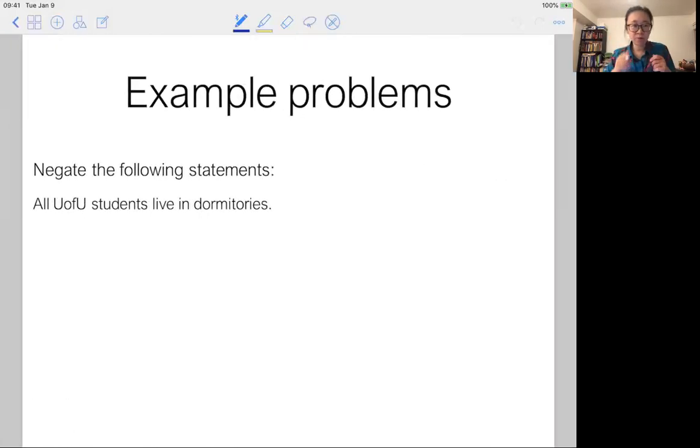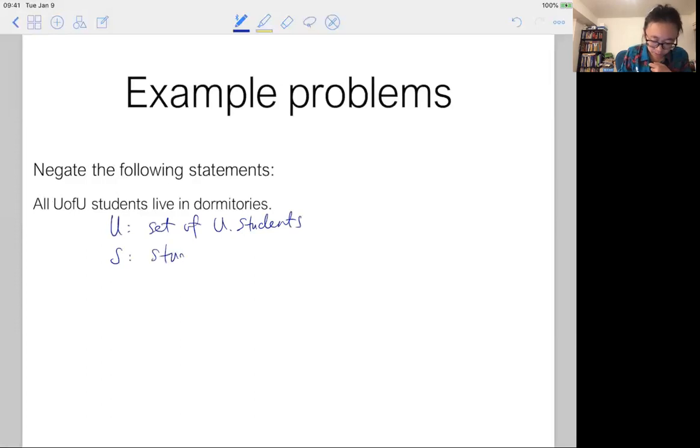So now, in order to negate the following statement, the first thing I'm going to do is translate it into a proposition involving variables. To do that, I first have to define some variables. I'm going to use U to be the set of University of Utah students, and s, lowercase s, to represent a student.